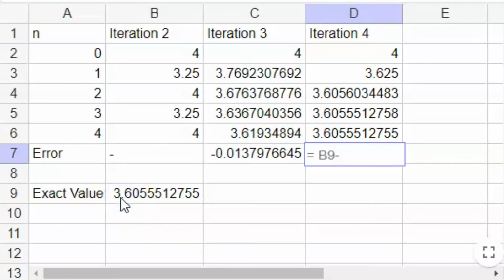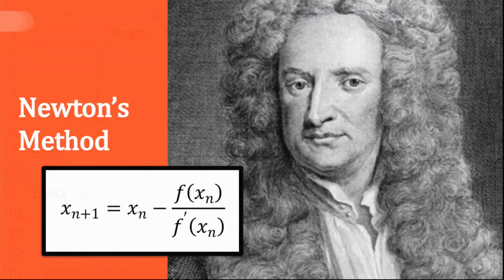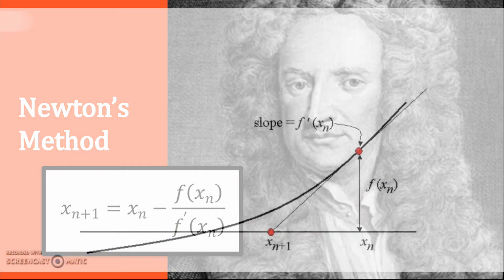But when looking at I4, we find that this has the same decimal count as the exact value to the 10th decimal place. There is no error all the way to the 10th decimal. If we take a closer look at how iteration 4 is working, we can say that it is actually a simplified version of Newton's method, which you may have learned in Calculus 1.